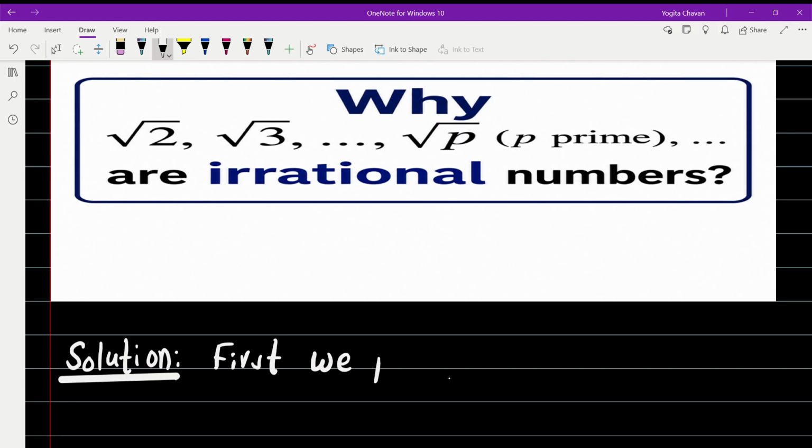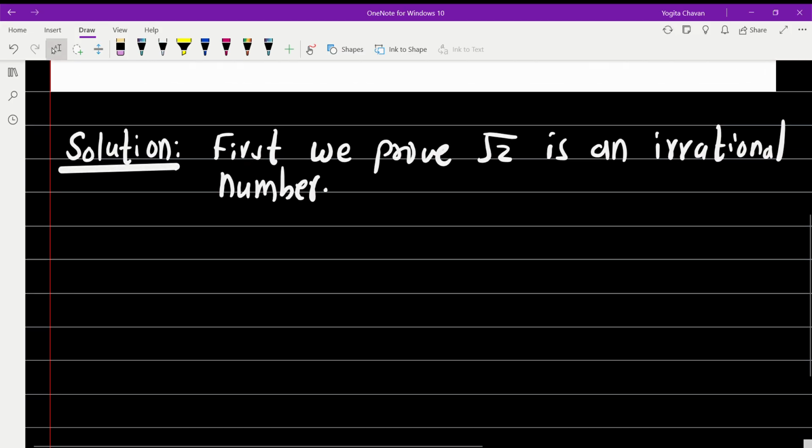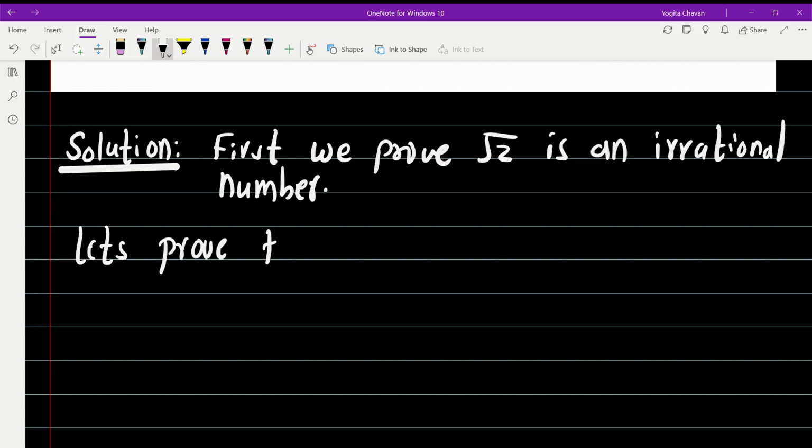First we prove root 2 is an irrational number. And we prove this by contradiction. So let's prove this by contradiction.